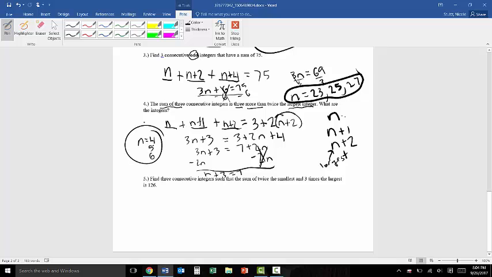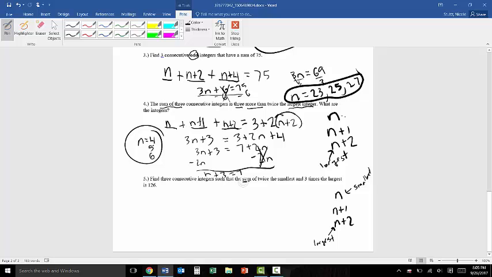And last but not least, example 5. 3 consecutive integers, so I'll just make my list, n, n plus 1, n plus 2. It doesn't say the sum of 3, it just says we're finding 3 numbers so that the sum of twice the smallest and 3 times the largest. So what we want to do is identify that the first option is our smallest number. The second guy is our largest, and we're going to take this one step at a time.